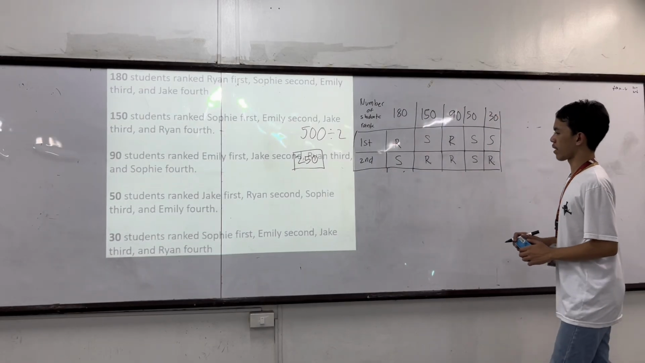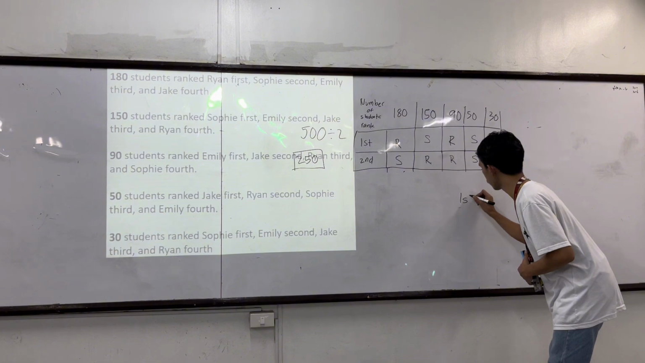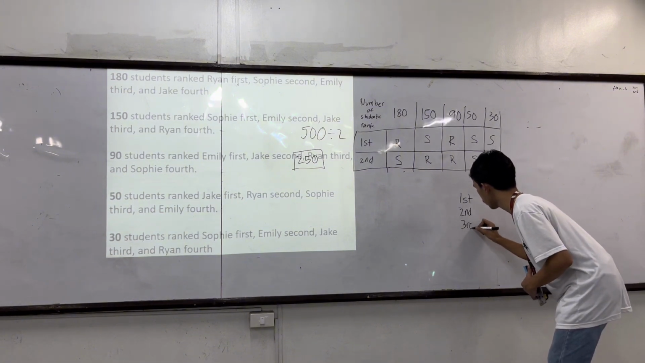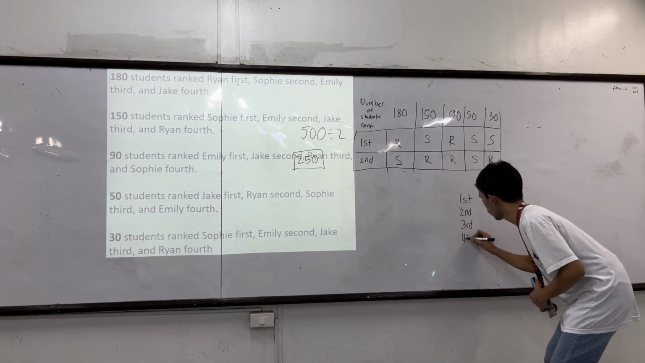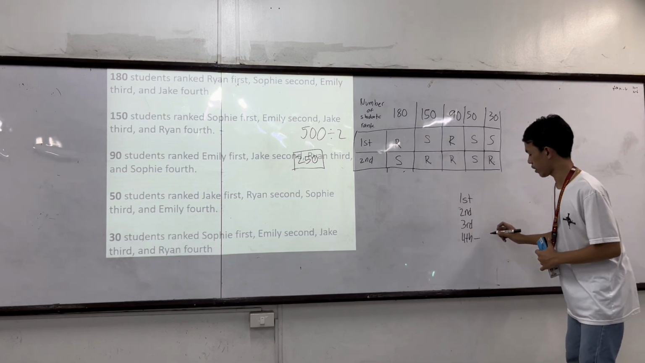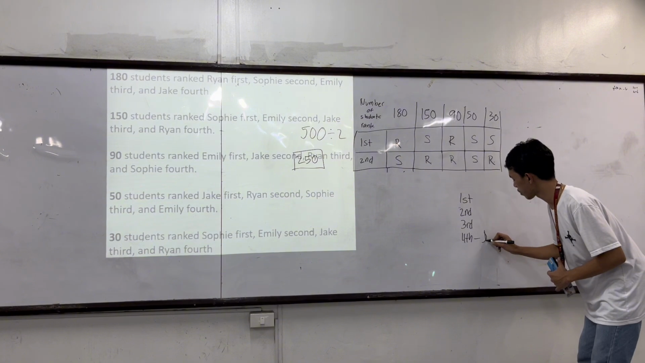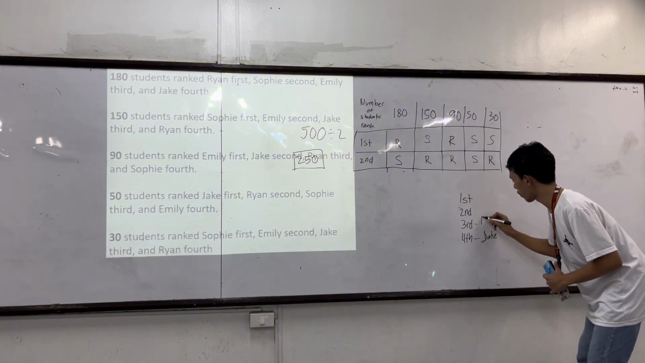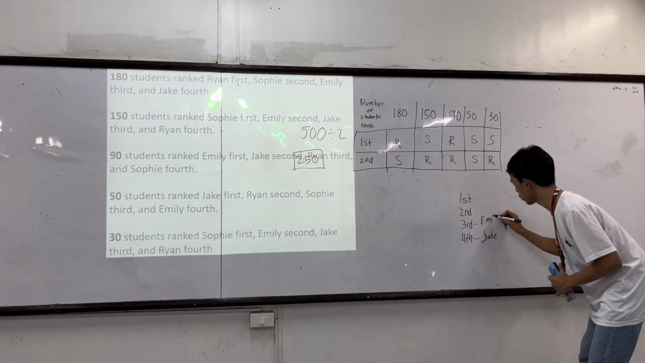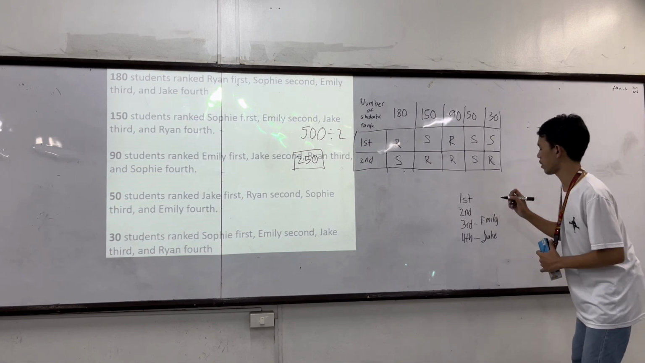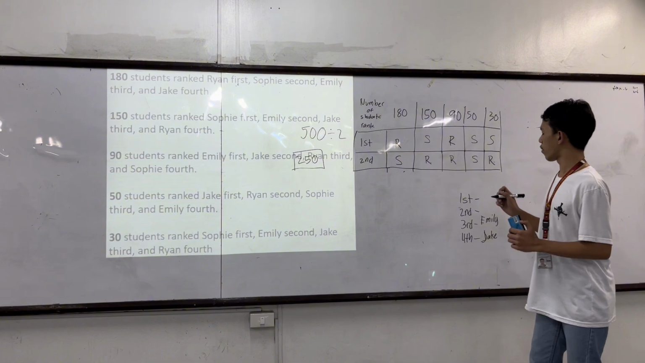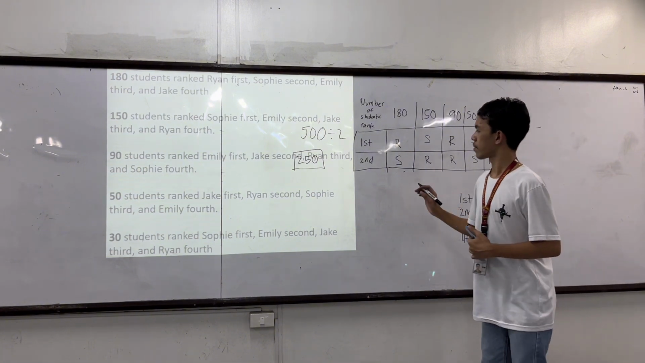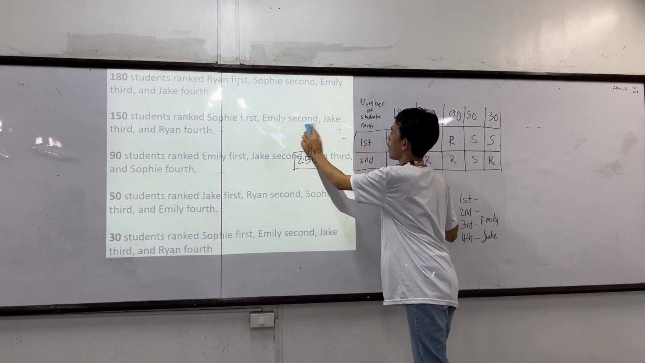So now let's rank it. First place, second place, third place, and fourth place. Jake is the first eliminated, so Jake is the fourth place. Third place is Emily because she is the next eliminated. So now let's proceed to who's the winner in this math club festival.